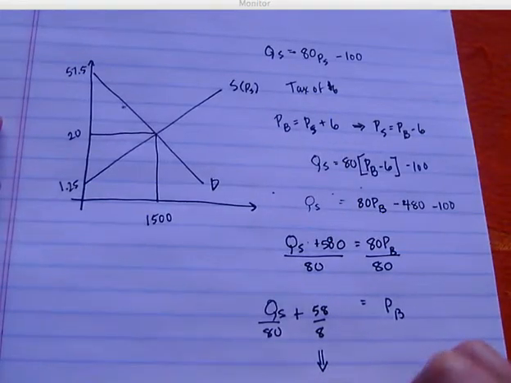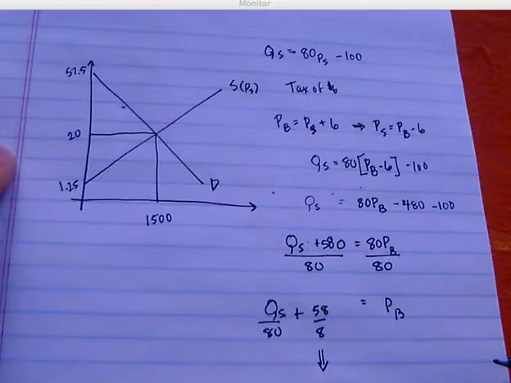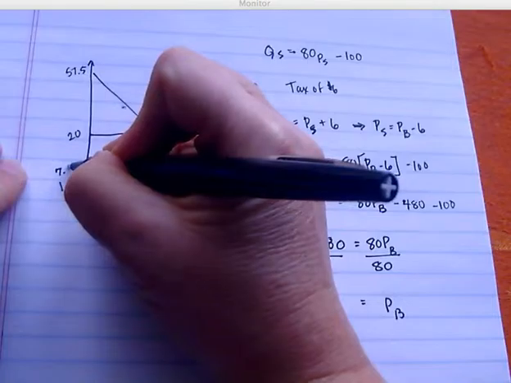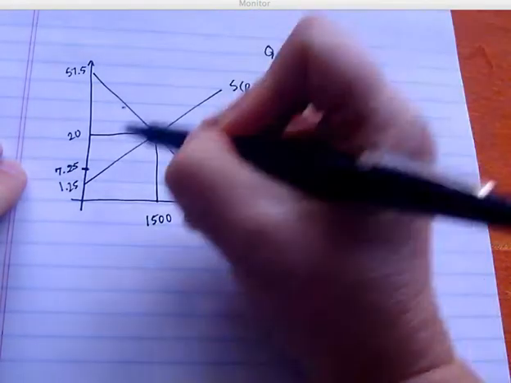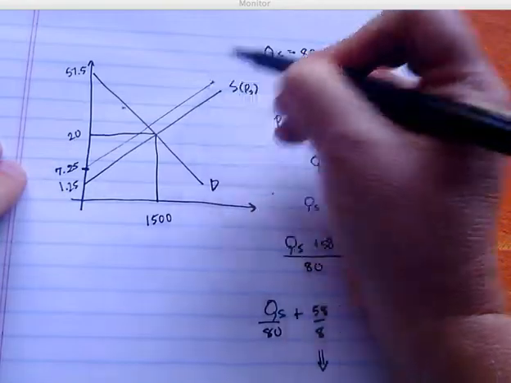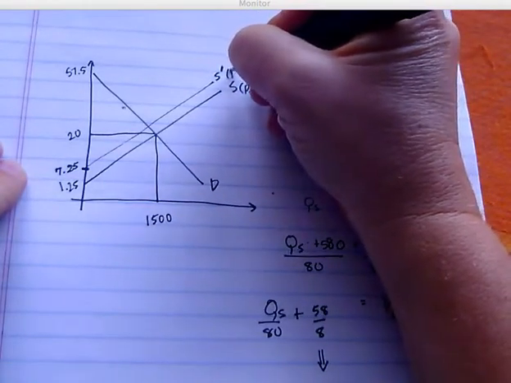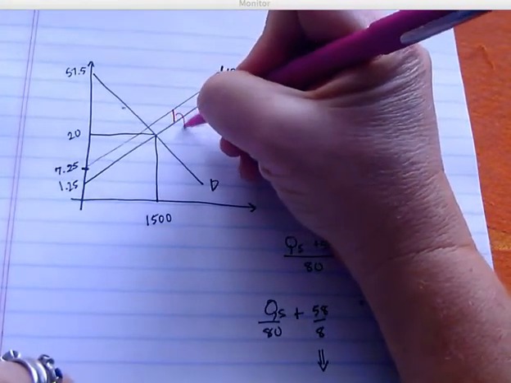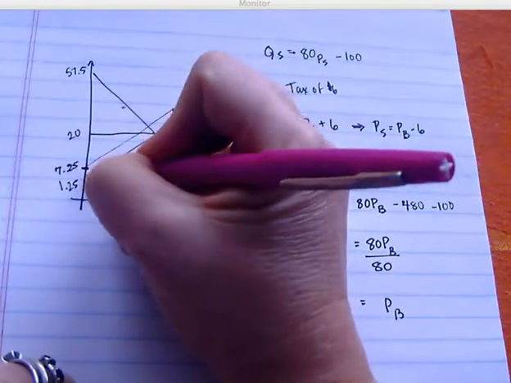Sorry, quantity supplied over 80 plus 7.25 equals price to the buyer. So this is the supply curve translated into the buyer's price. Note that it has the same slope as our initial inverse supply curve, but its intercept is increased from 125 to 725. So really what we have is just a supply curve that's shifted up by the amount of the tax. The distance between these two curves is $6.